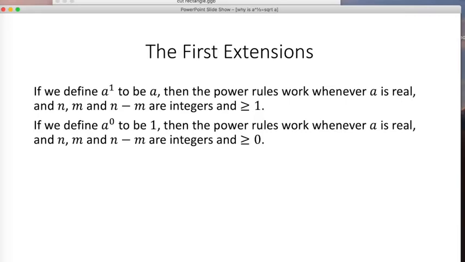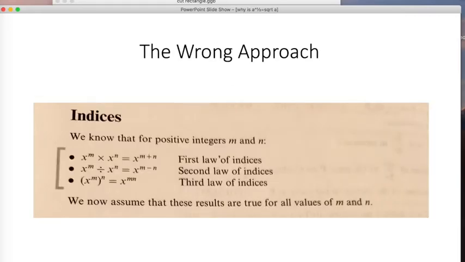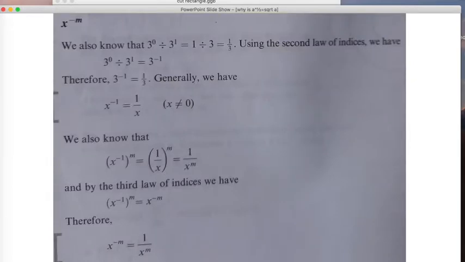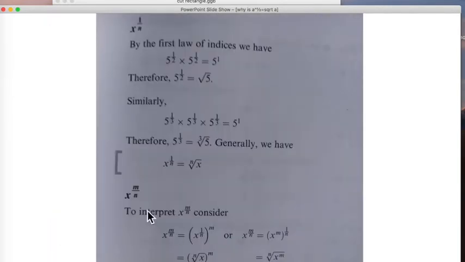Okay, so where do we go from there? Well, I'll tell you what we don't do, which is what the textbooks do. So this is a particularly clear example of how not to do it. They assume that these results we've just proved for non-negative integers are true for all values of n and m. And then, if you do make that assumption, you can work out what the others have got to be. So x to the minus 1's got to be 1 over x, and x to the minus m's got to be 1 over x to the m. And you can work out the fractional ones as well, and work out that x to the n over m's got to be the nth root of x to the m.